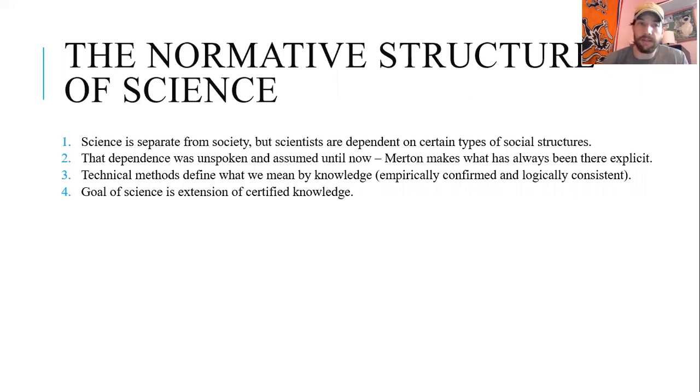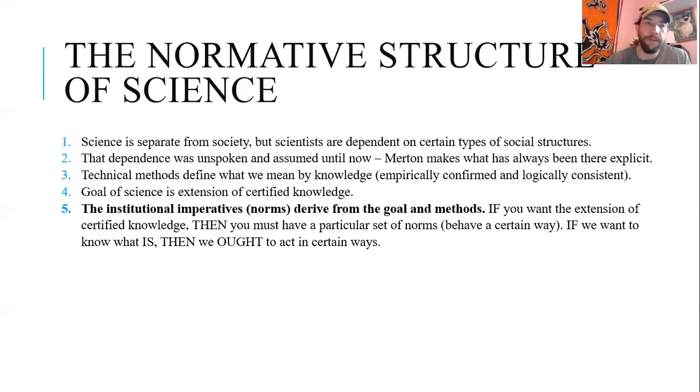And the goal of science is the extension of certified knowledge. Okay, this is the key point. So the function or the goal of science is to extend certified knowledge, which it does through these technical methods. Now, here's the key point. The institutional imperatives, what he calls norms, or what we could call values, derive from the goal and the methods of science. So the norms derive from the goal.